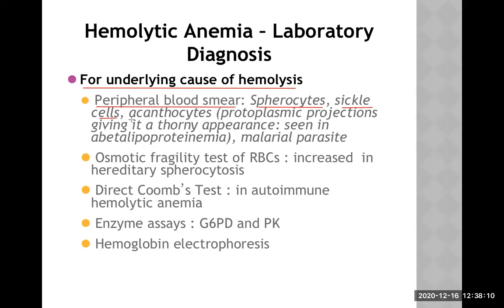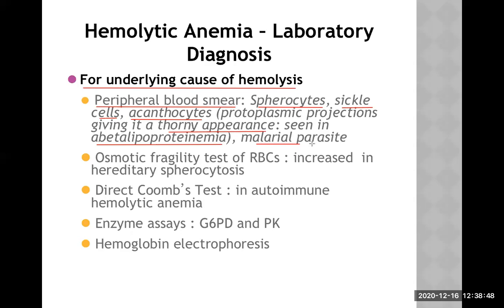Okay, very easy. Acanthocytes are seen in A-beta lipoproteinemia. See that? A-beta lipoproteinemia. The lipoproteins are absent from the blood. And this acanthocyte is a protoplasmic projection, giving it a thorny appearance. Okay? Spike-like projections are seen on the surface of the RBC. These are called acanthocyte. This is a very important MCQ question which may be asked in your exam. Please remember, acanthocyte, A-beta lipoproteinemia.